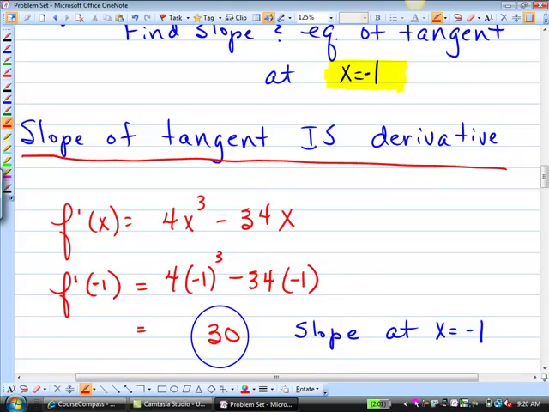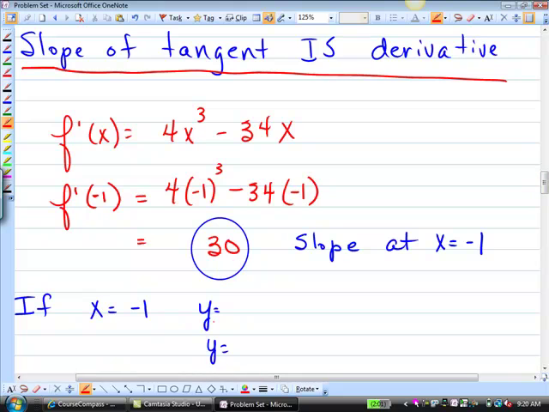So I circled that because that's an important number that we need to know. When you go to write the equation of a line, what do you need? You need the slope and you need a point. You've got the slope. You've got an x value. What are you missing? The y value of that point. And you need the y value for when x is -1 in the original, not in the derivative. So if x equals -1, you've got to plug it back into the original: -1 to the fourth minus 17 times -1 squared plus 16. So I'll let you do that and come up with a number.